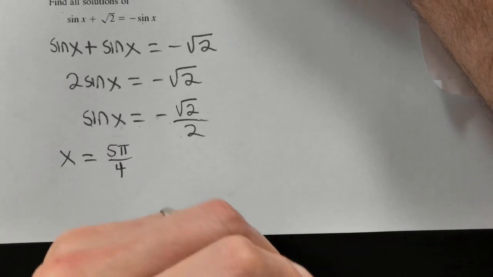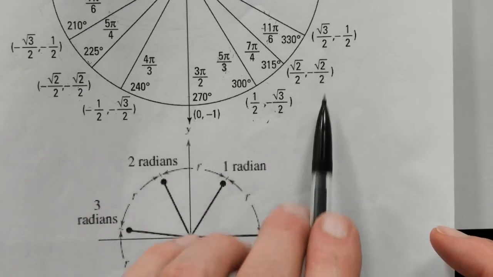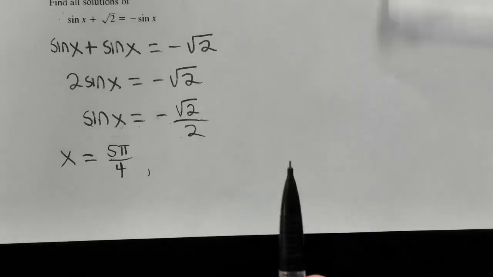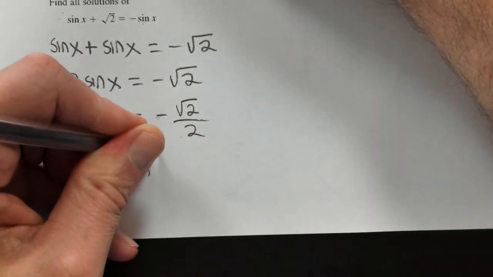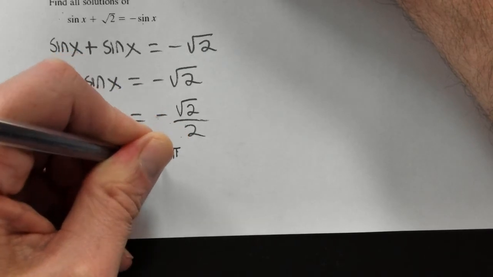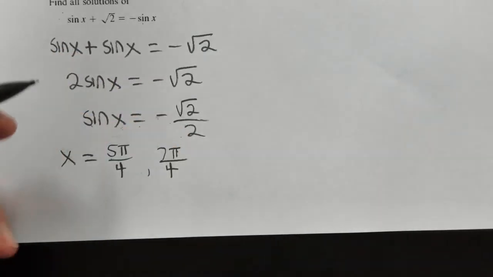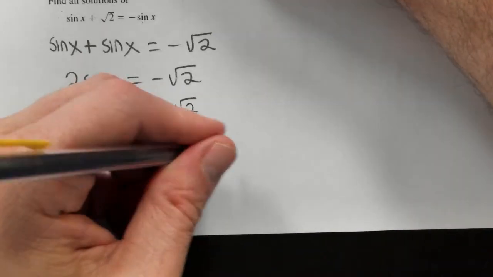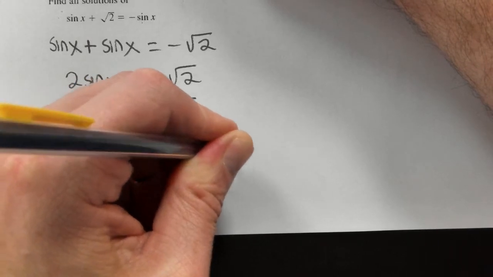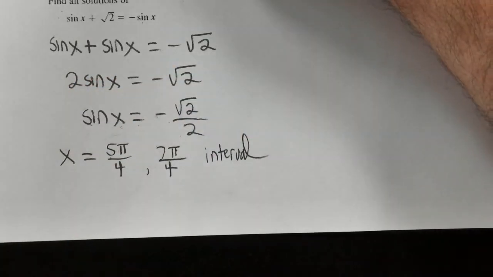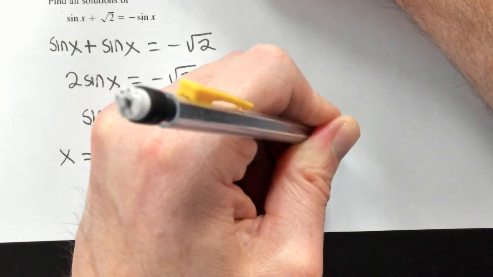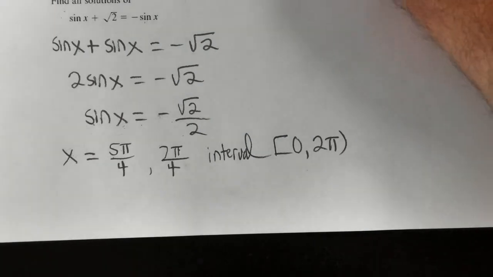Okay, and let's see if there's another one. So we're going to continue going down the unit circle, and I've got another y value of negative square root of 2 over 2 right here at 7 pi over 4, and so that's the other solution. And so that's the only 2 over the interval from 0 to 2 pi. So remember, this is my interval solution from 0 to 2 pi.